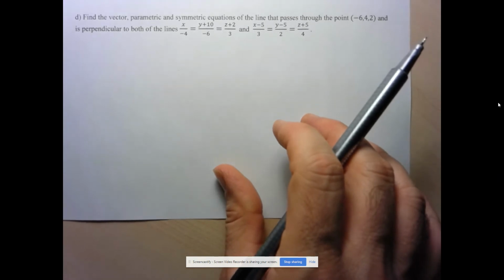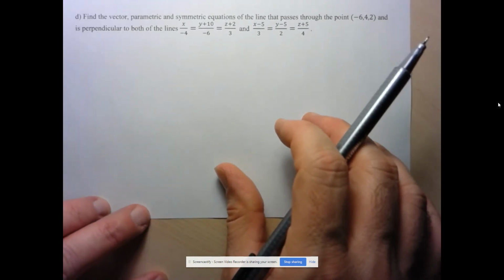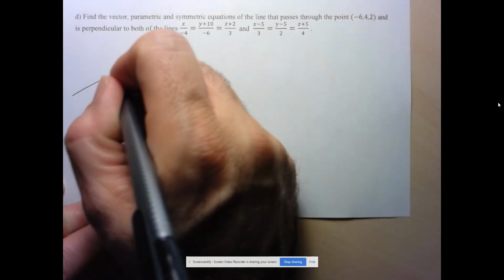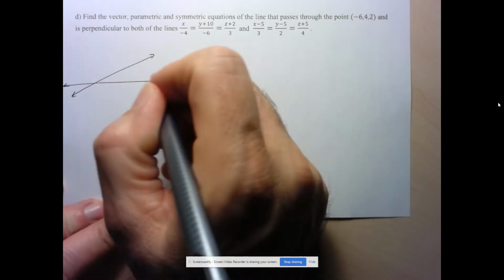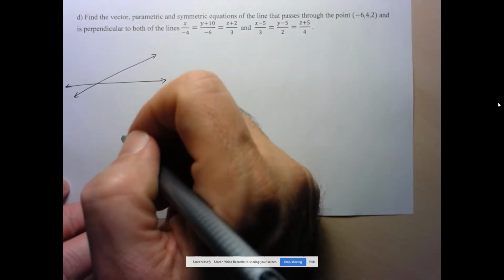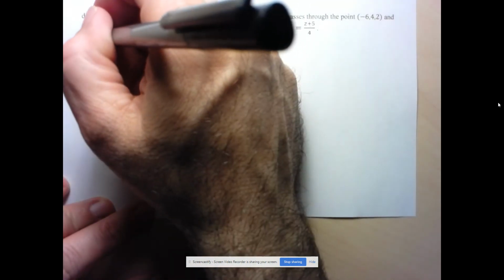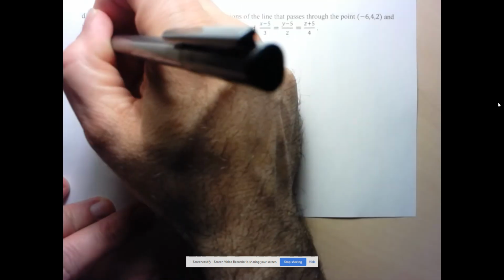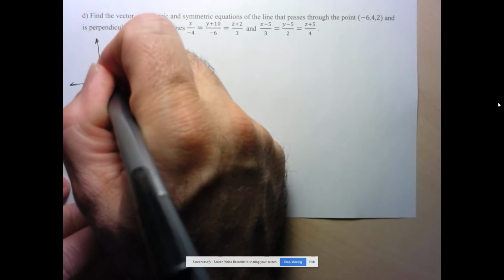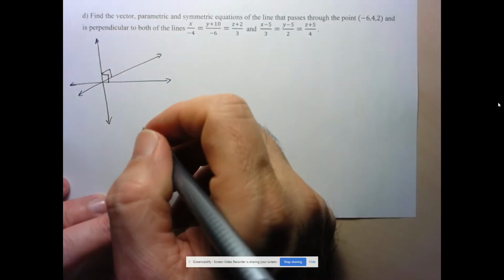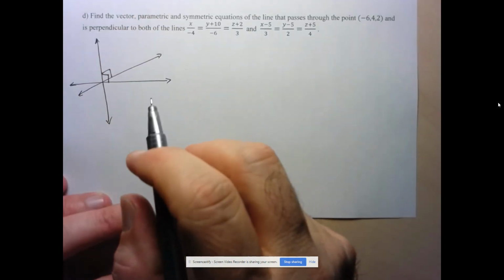So I'm going to draw myself a diagram again. Make no effort to be exact here. So let's say I've got two lines in 3D. And what I'm looking for is a third line, which is perpendicular to both lines. So it's perpendicular to this one here, but it's also perpendicular to that line. So I've drawn it to try to give a sense of perspective here.